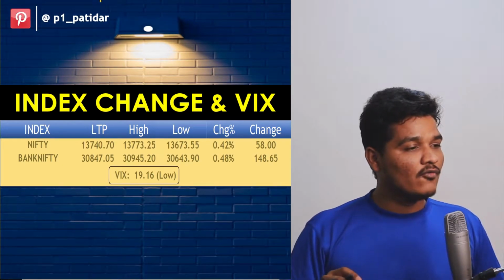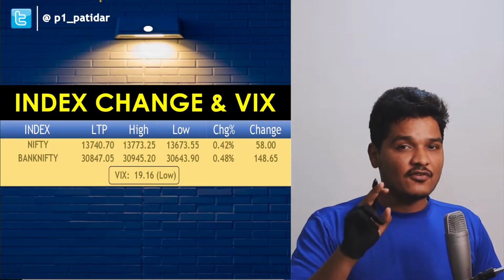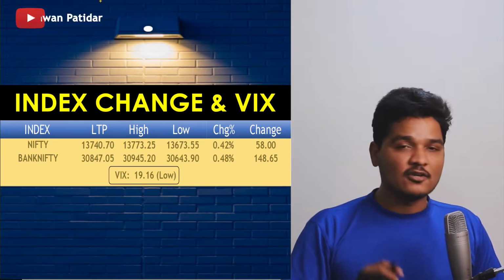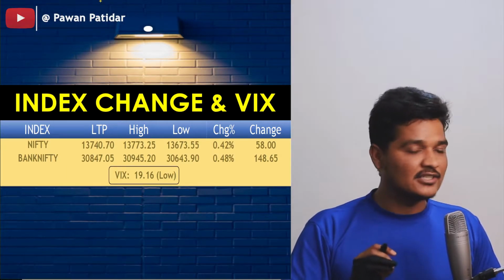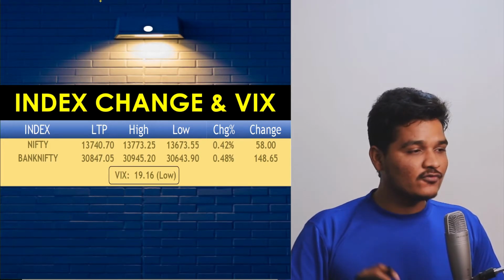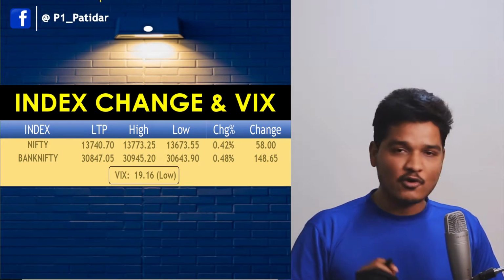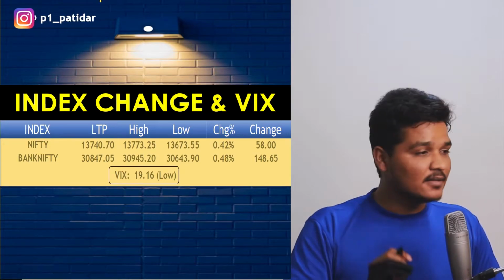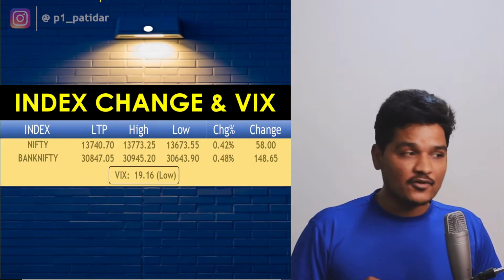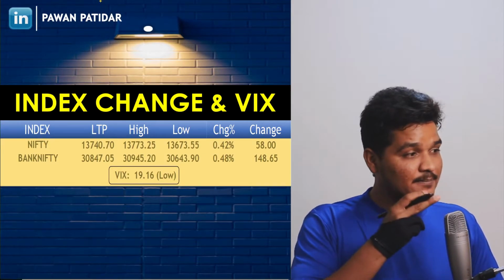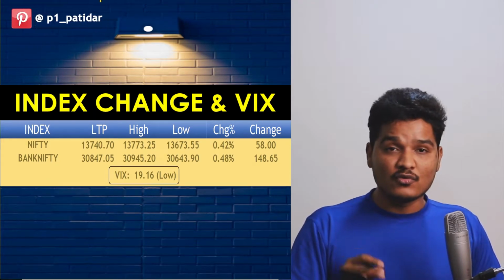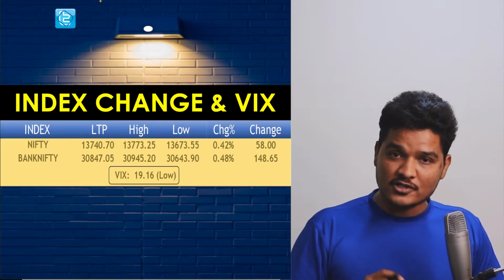Well, where did Nifty end? Nifty changed 58 points. It has made a high of 13,773.25 and a low of 13,673.55. It has ended up at 13,740.70. If you see the Bank Nifty, well, Bank Nifty moved 148.65 points positively.